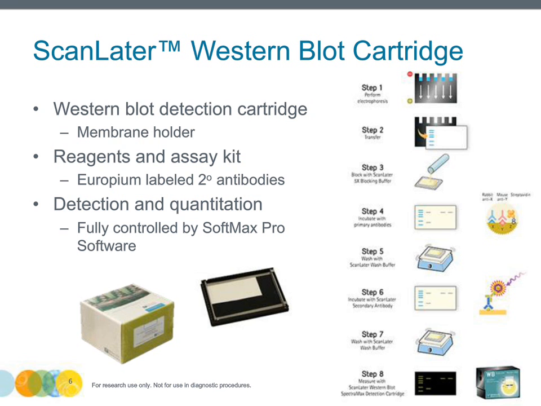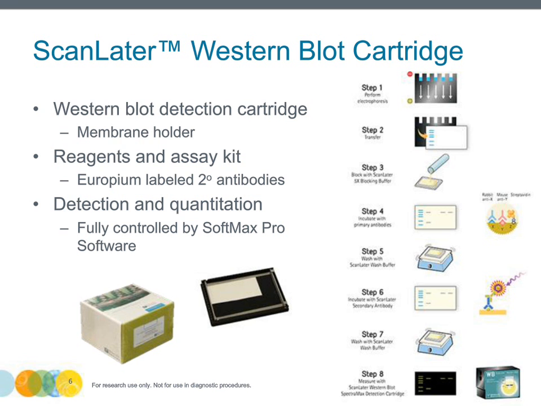The workflow for the Western Blot cartridge is basically the same as what you're used to if you're already doing Western blots. On the right-hand side, I've outlined this workflow. Step one would be to apply samples to a gel and perform electrophoresis to separate the bands based on size. Step two would be to transfer to the appropriate membrane, and we have a number of recommendations for membranes that work particularly well on our ScanLater system that have low fluorescence background. Step three would be to block, and you can use your own blocking solution, or we also recommend using our ScanLater blocking buffer, which is provided in the kit.